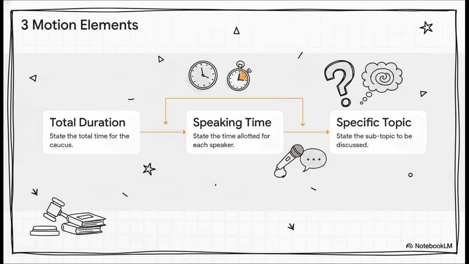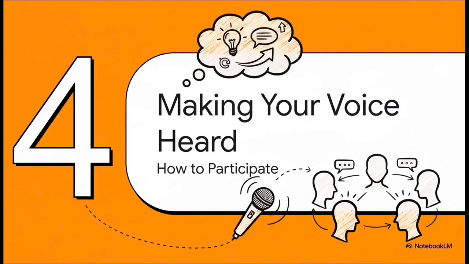It's like a recipe. First, the total time you want the debate to last. Maybe 15 minutes? Second, how long each person gets to speak, let's say 45 seconds. And third, and this is the most crucial part, the very specific topic you want to discuss. Get those 3 things right, and your motion is good to go. All right, success! The committee voted yes, your motion passed. The Mod Caucus is officially underway.